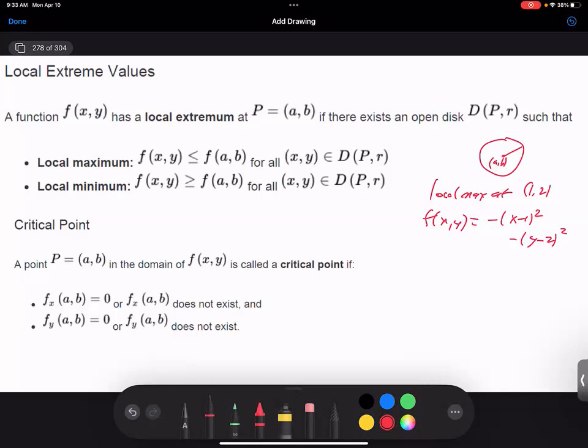And this goes back to Calc 1. How do you find your candidates for local maximum or minimum? Well, I look for places where my first derivative is 0. If the first derivative is positive, then that means my speed is increasing.